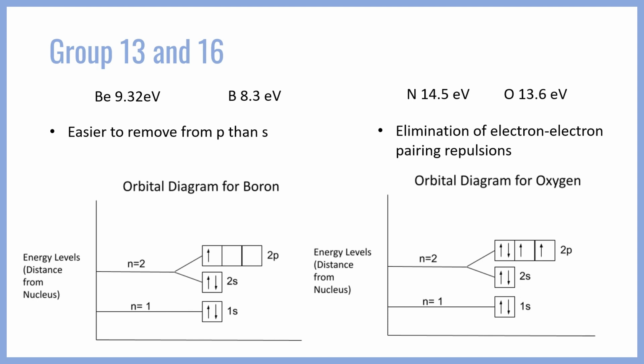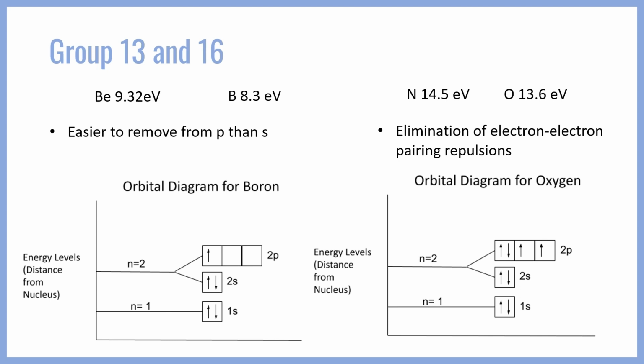Oxygen is willing, or more willing, to give up an electron to eliminate that repulsion between the electrons to alleviate the energy state of the atom. And so in this case, removing an electron from nitrogen would involve removing an unpaired electron, whereas removing one from oxygen removes a paired electron.